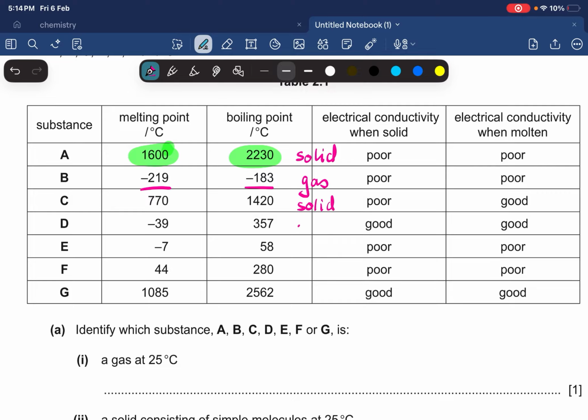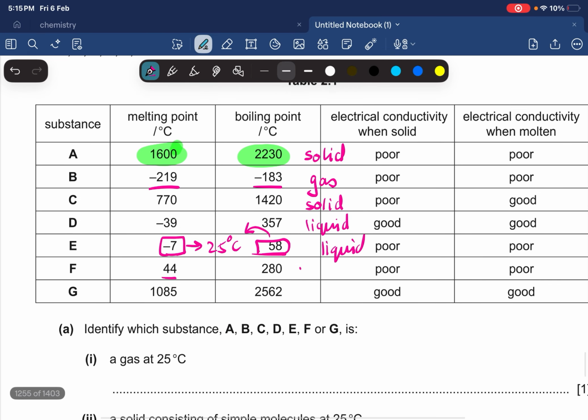This one here is going to be liquid at room temperature. I'm writing at room temperature. This one here is going to be a liquid. Why a liquid? Because at negative 7 it's going to turn into a liquid, and then at 25 it's going to remain a liquid because it's going to turn a gas at 58. So before 58 it has to remain a liquid. It's going to be a solid here and a solid here. Okay, at 25 we have written down the states.